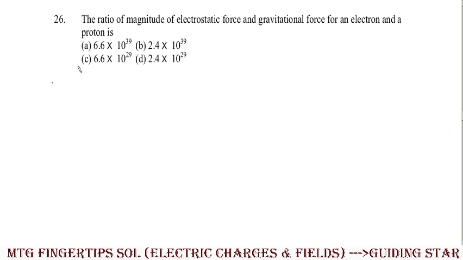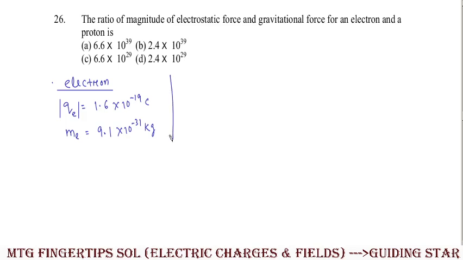So if you take an electron, then its charge is how much? 1.6 into 10 to the power minus 19 coulomb, if we take it in magnitude. Clear? And similarly, the mass of the electron is how much? 9.1 into 10 to the power minus 31 kg.